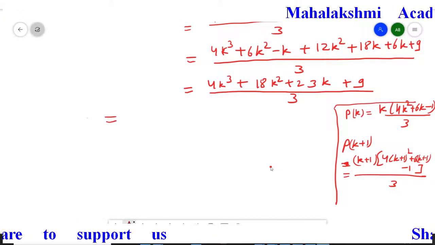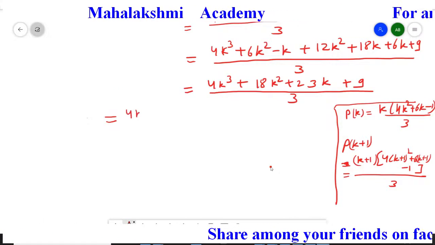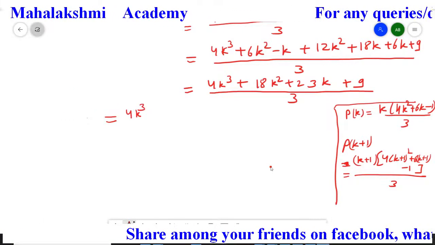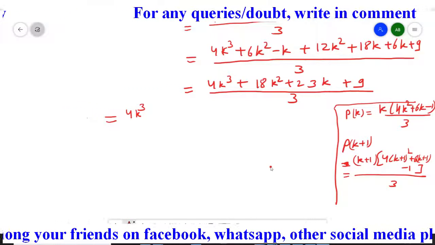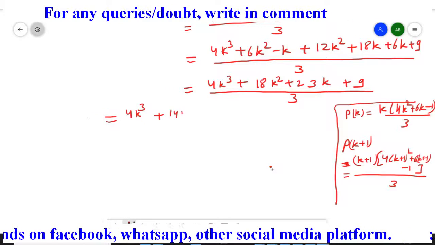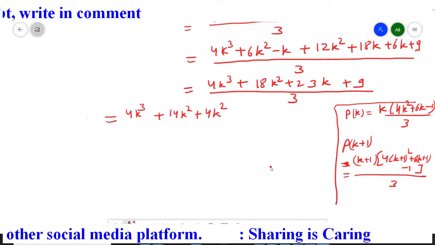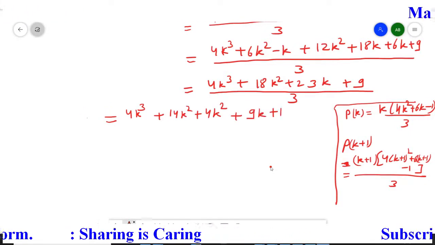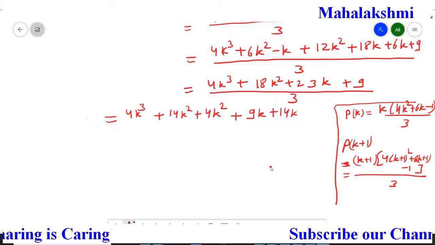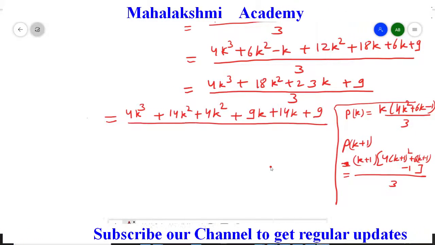So what we have to do is, first you just write down this 4k cube as it is, and then this 18k square just write as 14k square plus 4k square, and this 23k you just split as 9k plus 14k, and then keep this 9 as it is, then whole divided by 3.